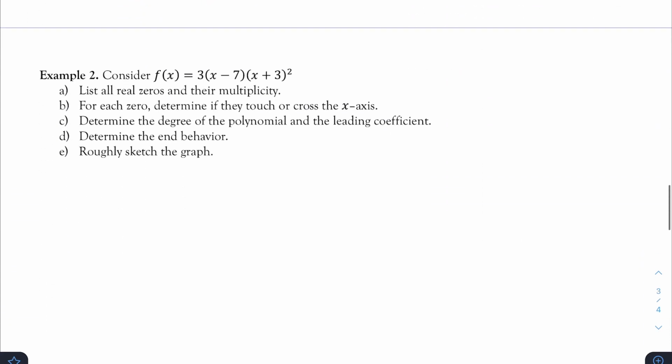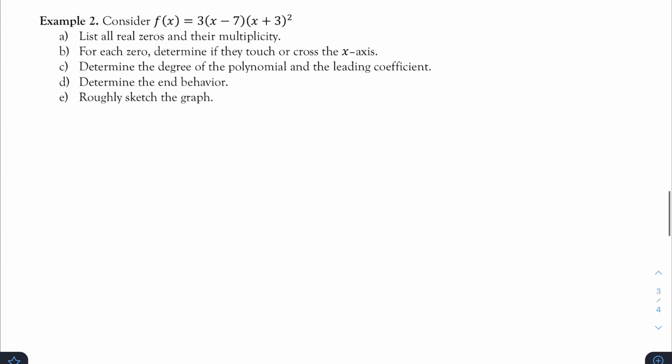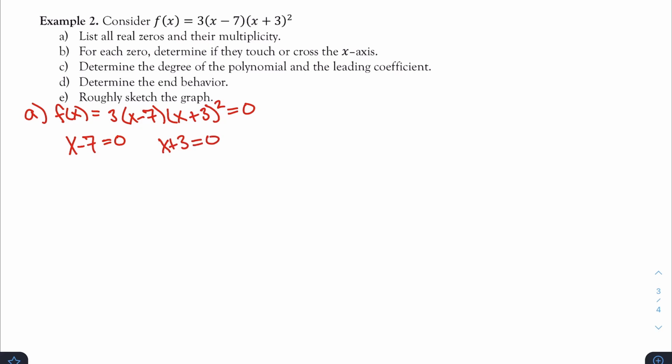Now for example 2, consider this function 3 times x minus 7 times x plus 3 squared. Same instructions. So we're going to go down our list. For part A, I want all the zeros. I can do that by setting my function 3 times x minus 7 times x plus 3 squared equal to 0. So from here, I can set each term equal to 0. I don't have to worry about my coefficient of 3 in the front. That's not going to give me a 0. I just have x minus 7 is equal to 0. x plus 3 is equal to 0.